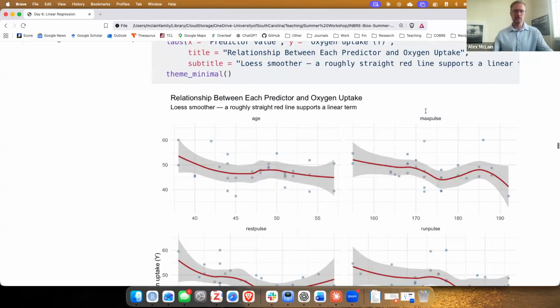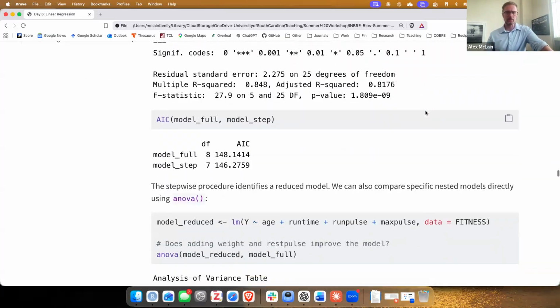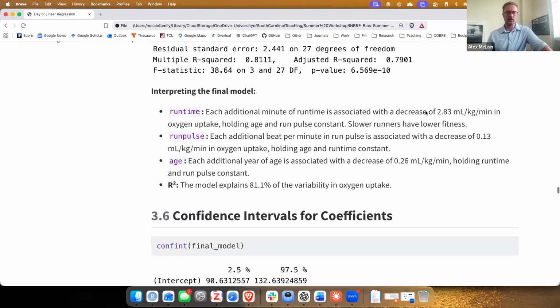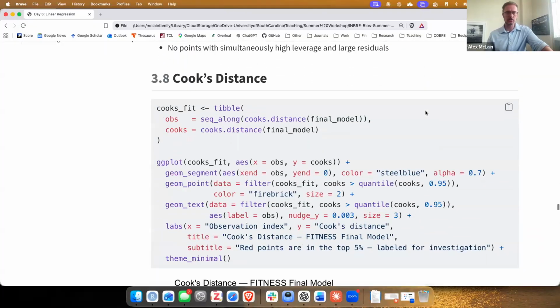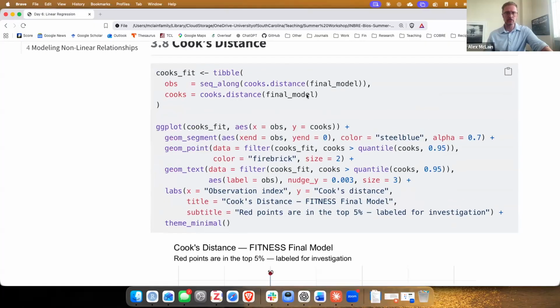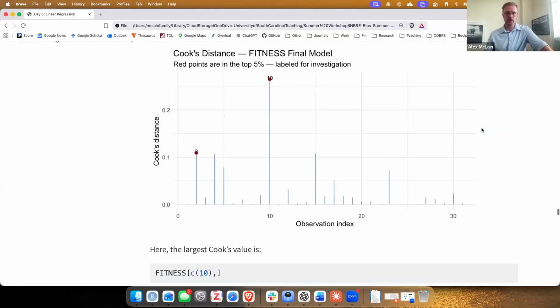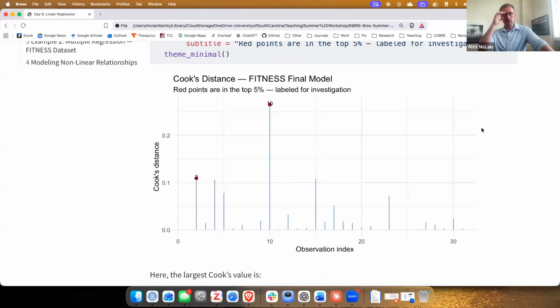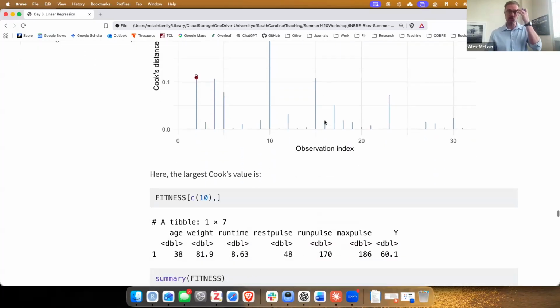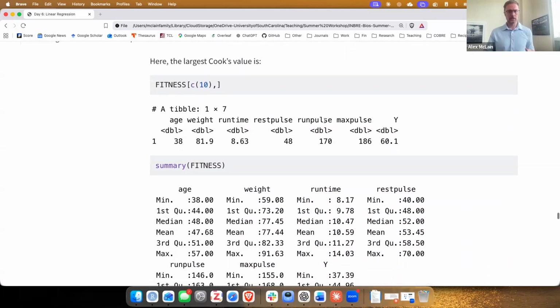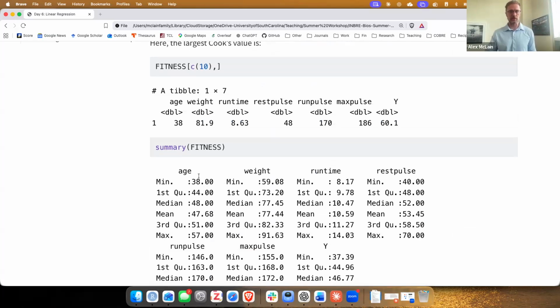Let's take a look at the fitness data set. Scroll down here past the model diagnostics to the Cook's distance. So we get this for our final model right away. It's a much smaller data set. We can take a look at observation 10, which has the largest value. And here is a summary of the fitness data set. So age 38, right away, we can tell this is the youngest person in the data set. So that's going to give them some influence.